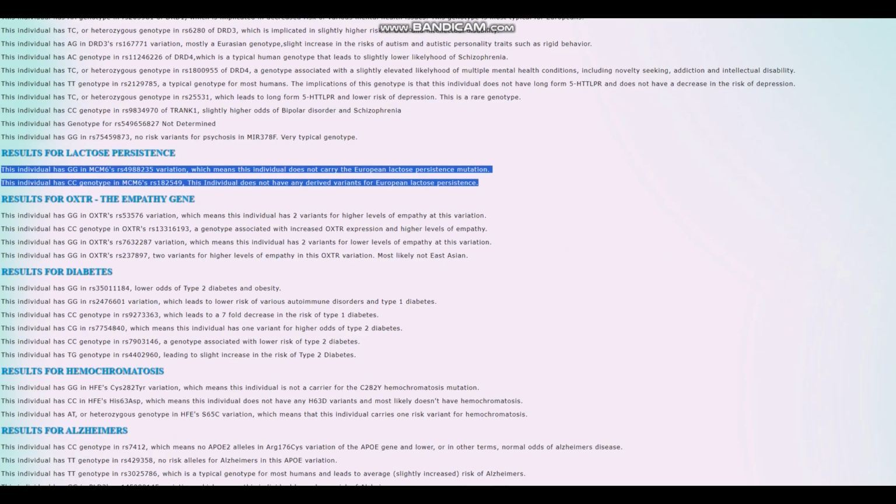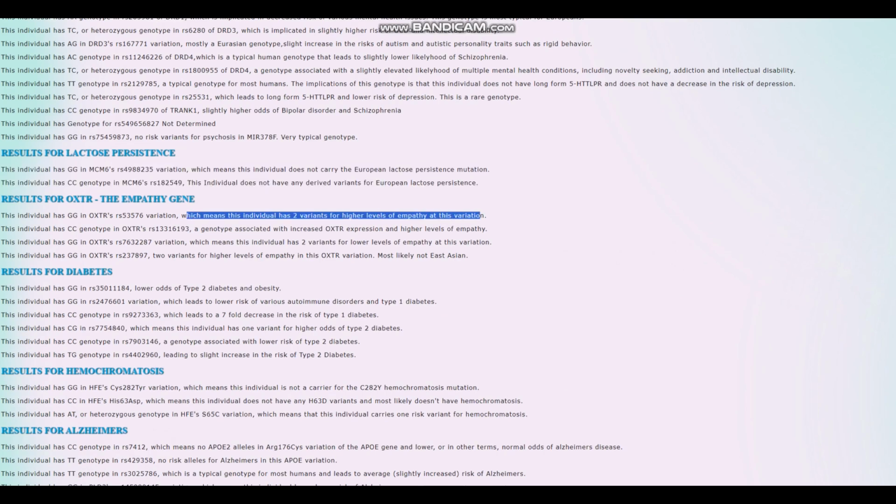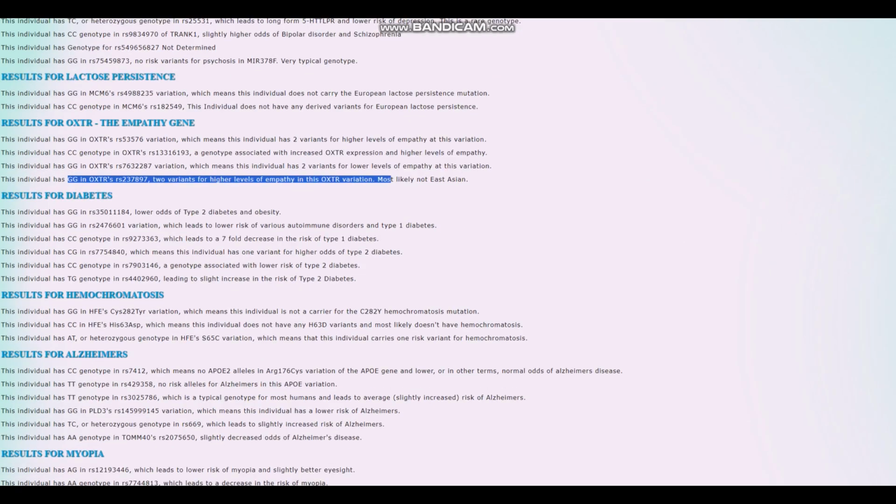For OXTR, it looks like he's got 2 variants for higher levels of empathy in this variation. This is the variation I typically go by when I talk about OXTR, but since this is a high quality file, let's talk about the other ones too. In this variation, he's got a genotype associated with higher OXTR expression, once again, higher levels of empathy, really good. In this variation, he's got a genotype correlated to lower levels of empathy. However, in this variation, he's got a genotype correlated to higher levels of empathy. So it's basically 3 versus 1. Overall, I would say he's probably more of an empath rather than a sociopath.